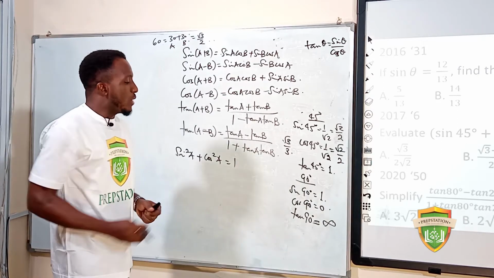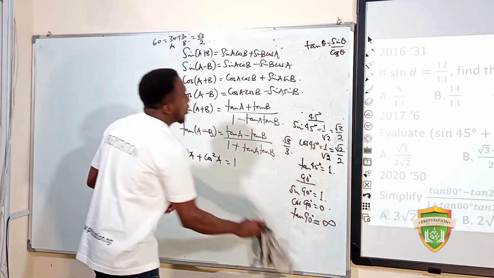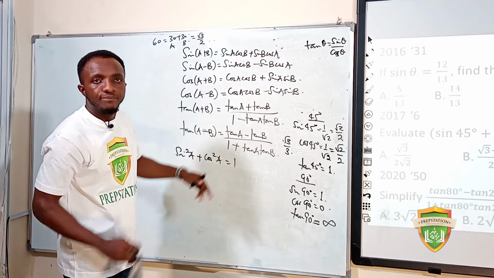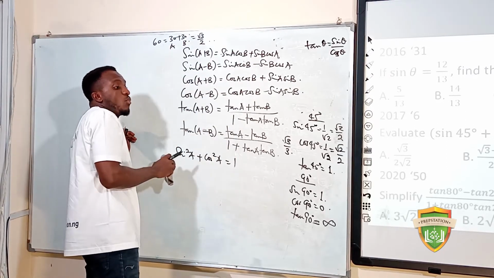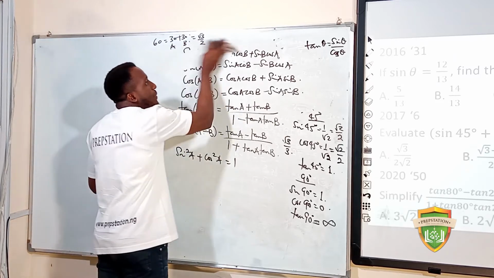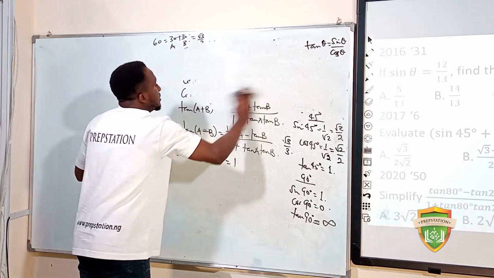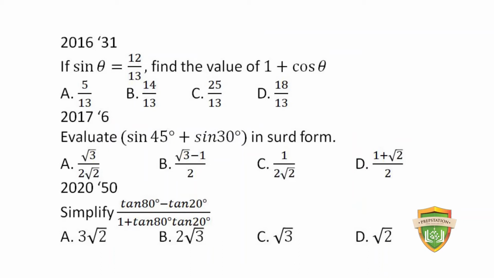Now, look at this. 2016, number 31. I'm sure you have written this somewhere. Please, you can pause the video at any point and even rewind. Get this down somewhere because we're going to need these things. Okay, let's go. That's a question. I only have three questions here because of time. I'll solve only three questions.